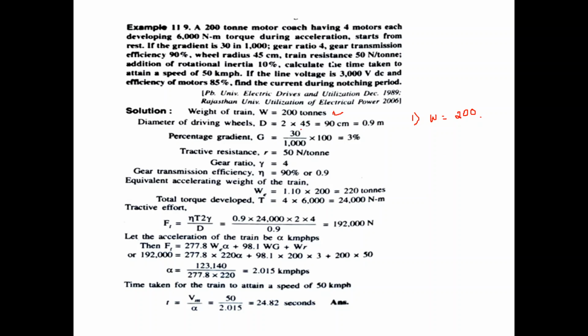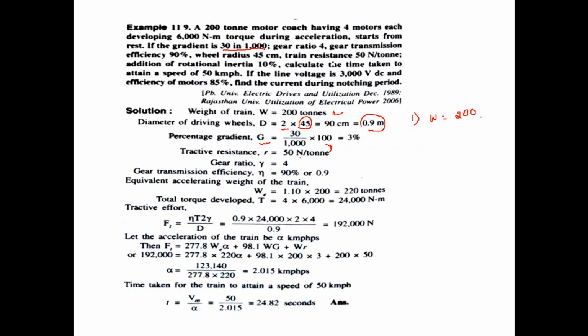I think 45 is the wheel radius in centimeters. It is given in centimeters, so we have to convert it into meters. To calculate the diameter, it is multiplied by 2. The percentage gradient is given as 30 divided by 1000 into 100, and we have to find out the gradient percentage. Yes, here it is given as 30 in 1000.